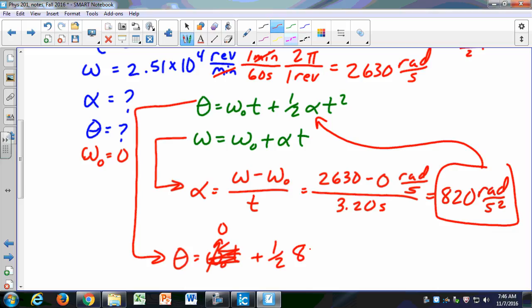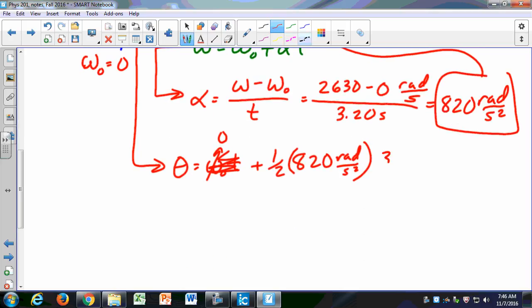That's 1/2 of 820 radians per second squared times our t squared, which was 3.2 seconds squared, and that gives me 410 times 3.2 squared. I get 4,200 radians.